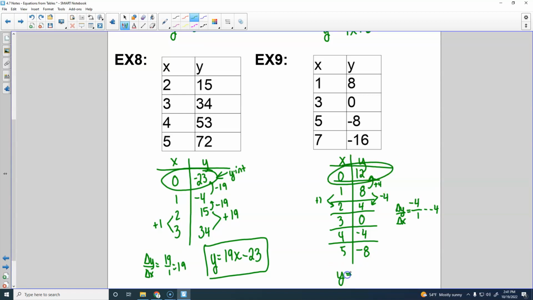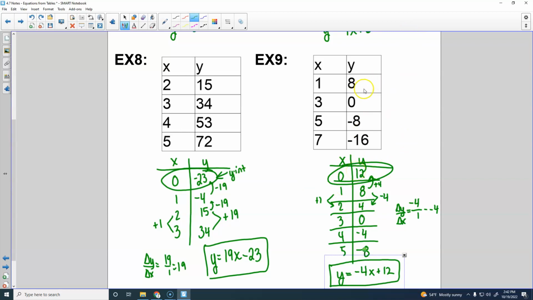Lanaya, what is our equation going to look like? Y equals negative 4x plus 12. Perfect. Negative 4x plus 12. So when you are missing numbers in your table, you want to try to fill in the numbers that are missing. Particularly, you need the 0 something.